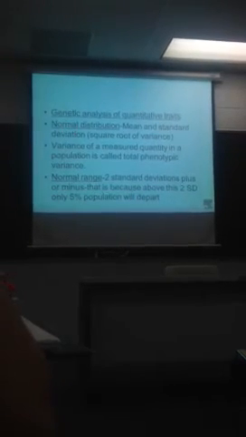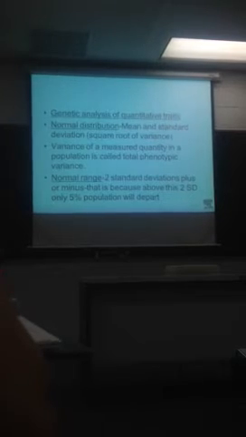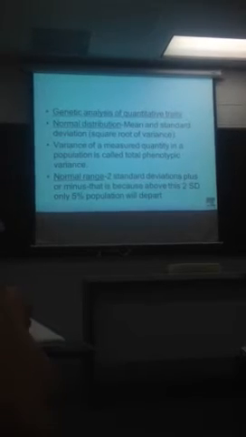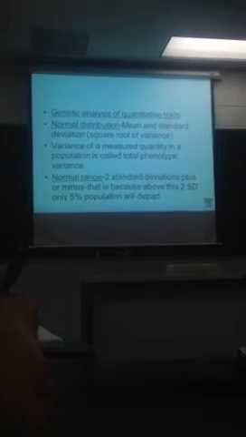So you have normal distribution. Normal distribution means it is a Gaussian distribution. It's a bell-shaped curve with a normal distribution. Sometimes it can be right skewed or left skewed and things of that kind.